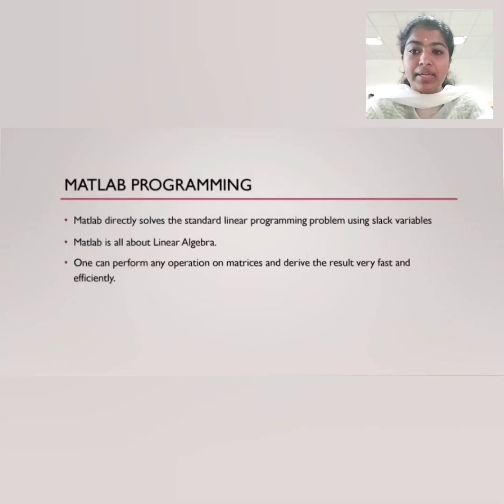MATLAB programming. MATLAB directly solves the standard linear programming using slack variables. MATLAB is all about linear algebra. One can perform any operation on matrices and derive the result very fast and efficiently.